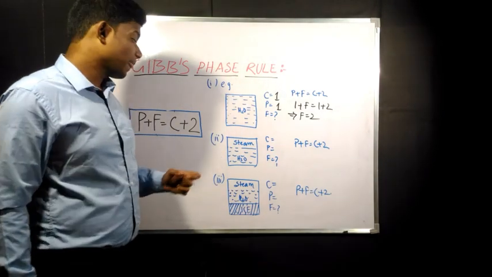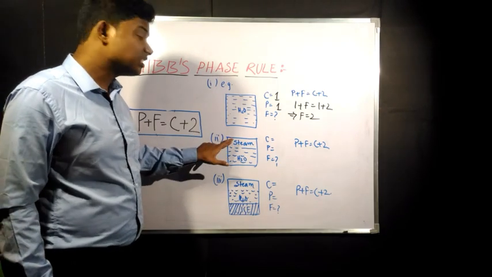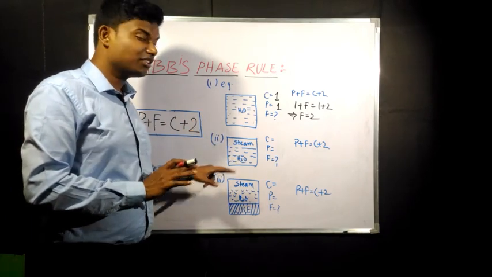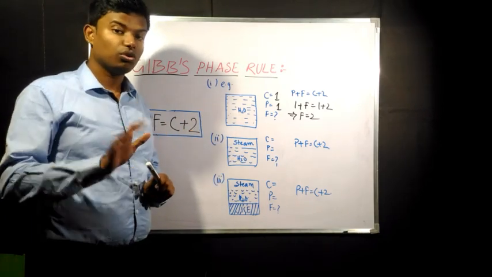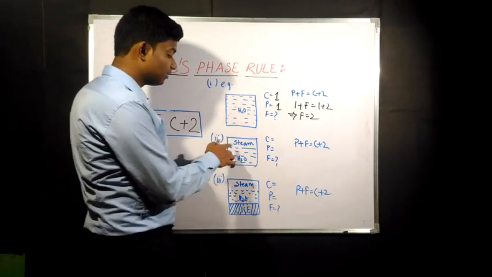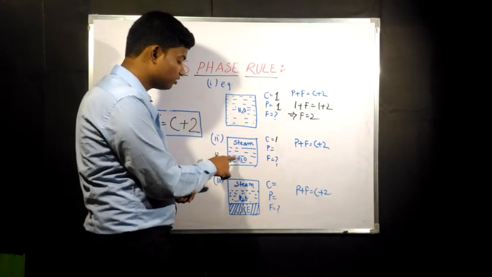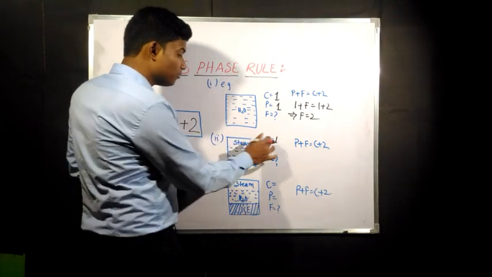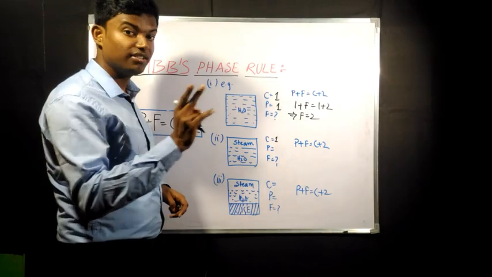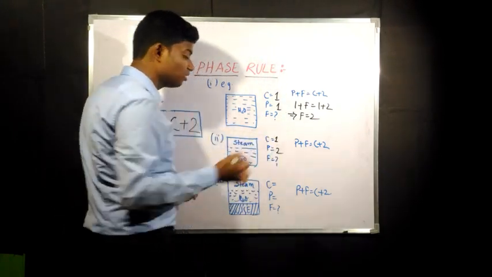Now in the second case, I have given two phases. One is steam and one is water. Steam is a phase of water. That doesn't mean steam is there, H2 is there, so the components are going to be 2. No, the component is the same, but they are in different phases. So here the number of components is going to be 1 only, because steam is also made up of H2O and water is also made up of H2O. But they are in two different phases: one in gaseous phase and one in liquid phase. So the number of phases is going to be 2 here.